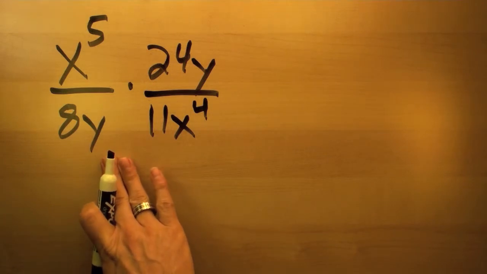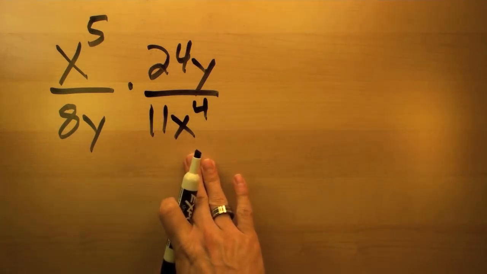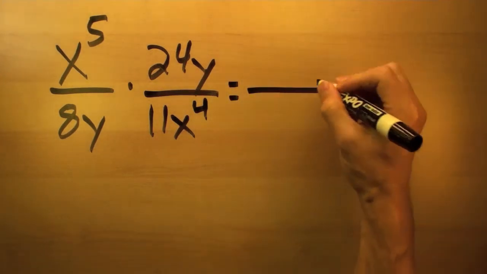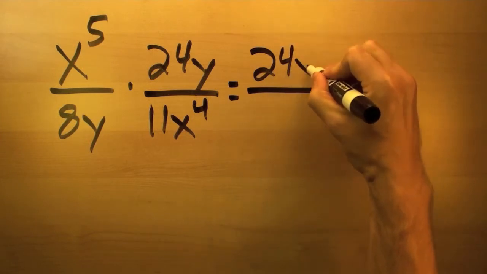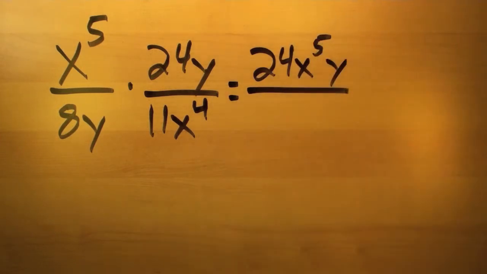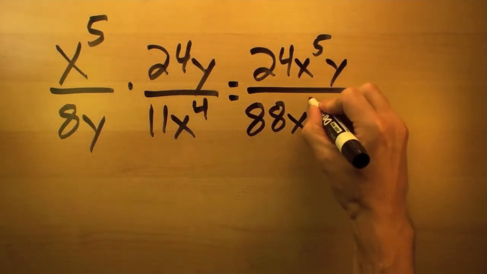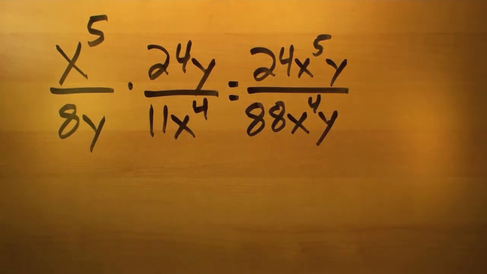Consider x^5 over 8y times 24y over 11x^4. So when we multiply fractions, we're first going to multiply the numerators, giving us 24x^5 y. Then we're going to multiply denominators, giving us 88x^4 y.